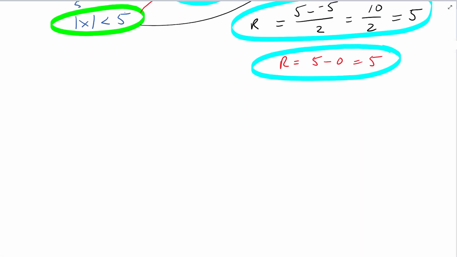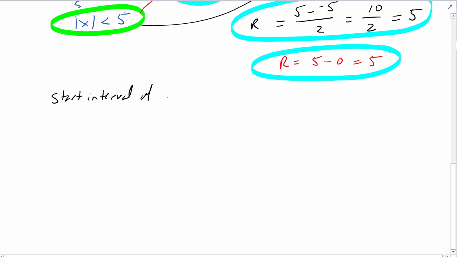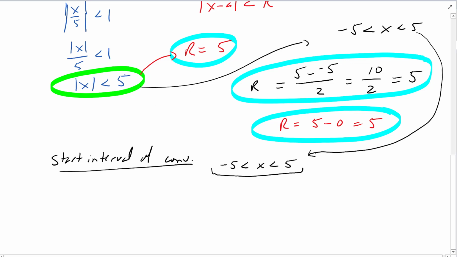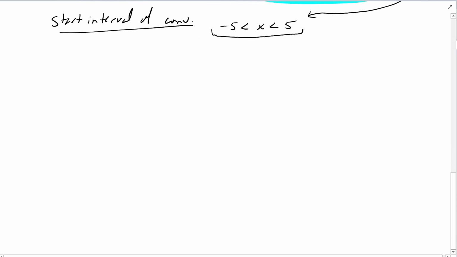So now I look and say, okay, my starting interval of convergence, well, that is this: negative 5 less than x less than 5. In other words, that is the part that we got when we got rid of the absolute values and solved, so x was in the middle. So I know at bare minimal my interval of convergence is from minus 5 to 5, not including the endpoints. But as I said, the endpoints have to be looked at.